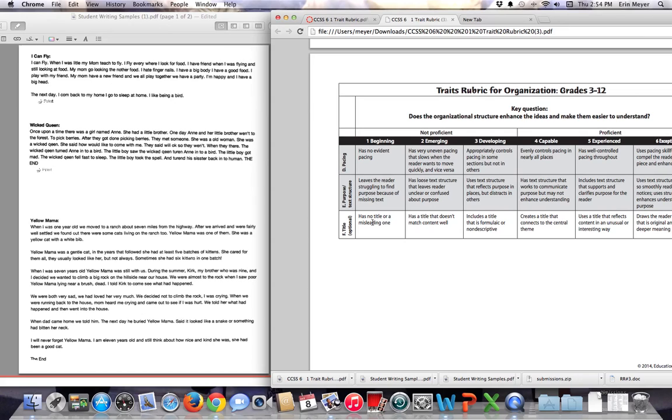Has no title or a misleading one. Well, we have a title. Has a title that doesn't match content well. Has a title that is formulaic or nondescriptive. I would probably say it's nondescriptive.